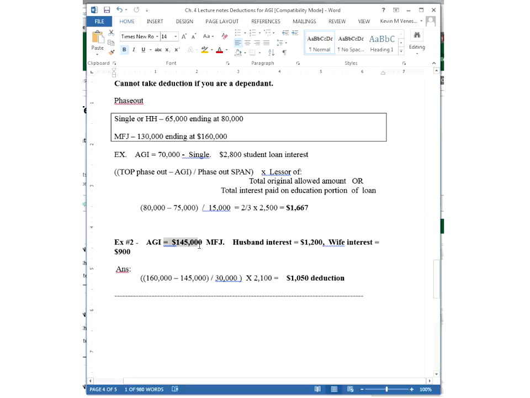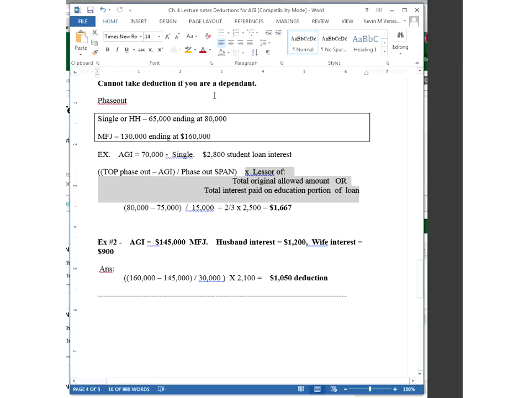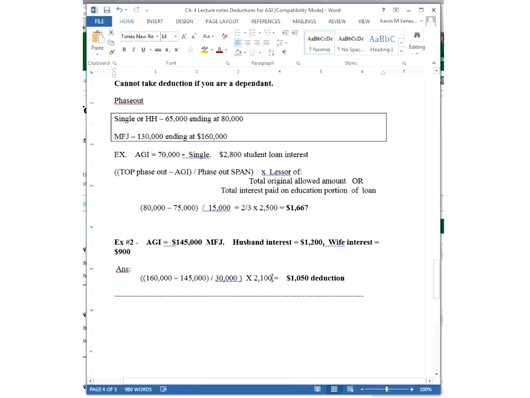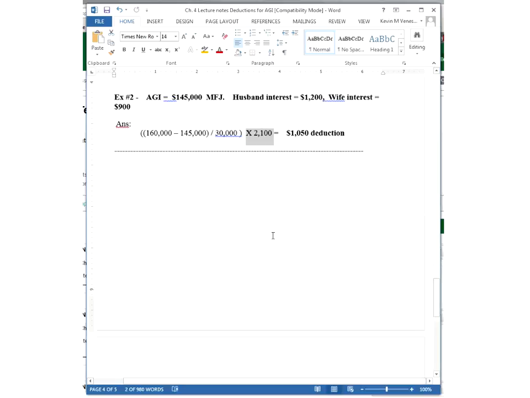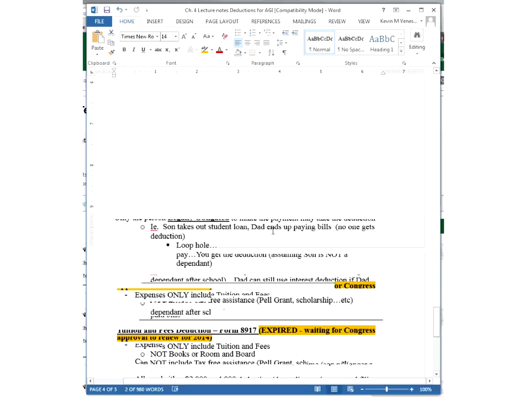And then I give you another example here. 145,000 AGI, so you take your top number minus the 145, divide by the span, so 15 over 30, multiplied by your interest, or, as I have here in my little formula, the total allowed amount, which is 2,500, the lesser of the total allowed amount or what you actually paid. So the lesser was what we actually paid, 2,100. So we can take a 1,050 deduction.